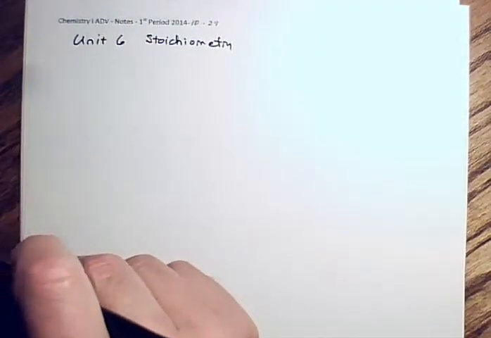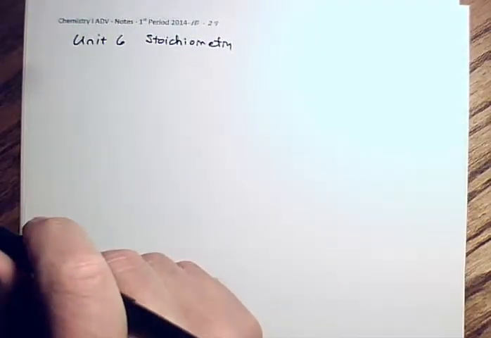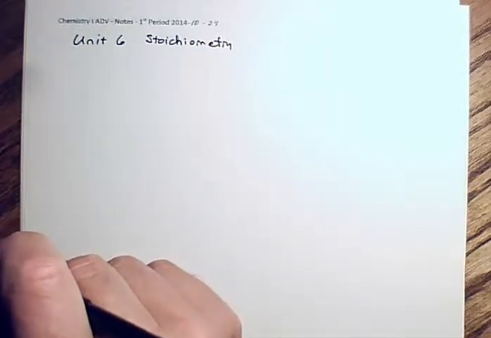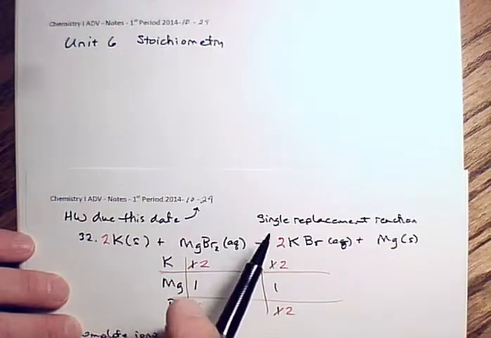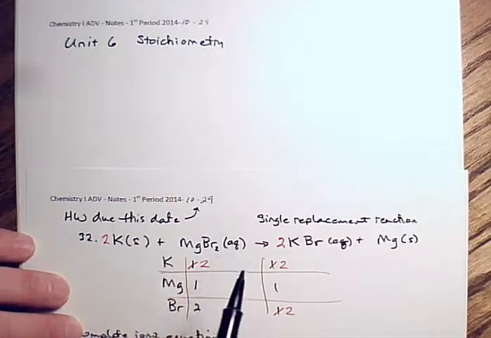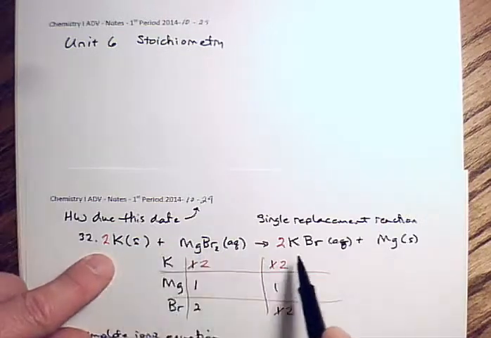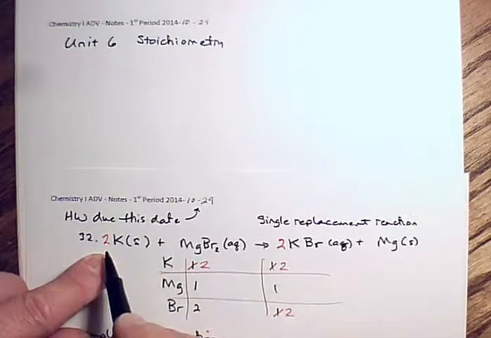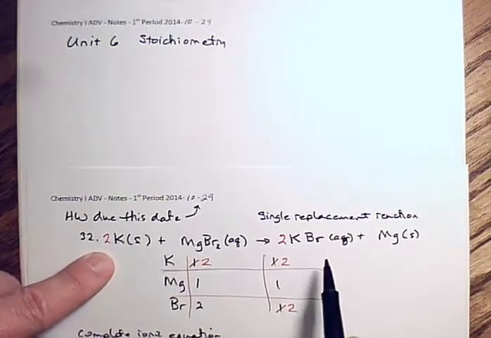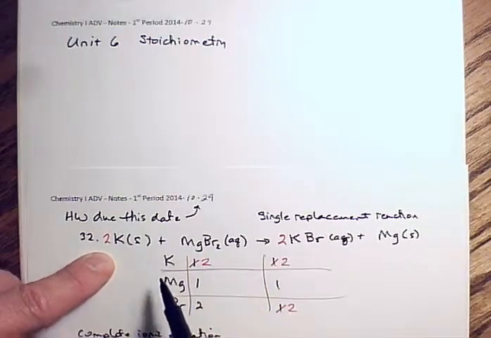Stoichiometry is the kind of math you do in chemistry that requires a balanced chemical equation. So let me give you just a quick look at what that looks like. Here is an equation we just balanced. This is one of the homework problems. And let's say I ask this question.